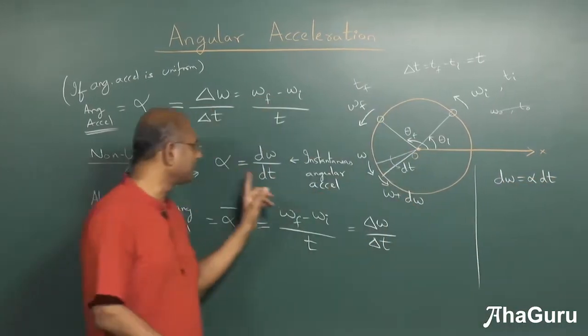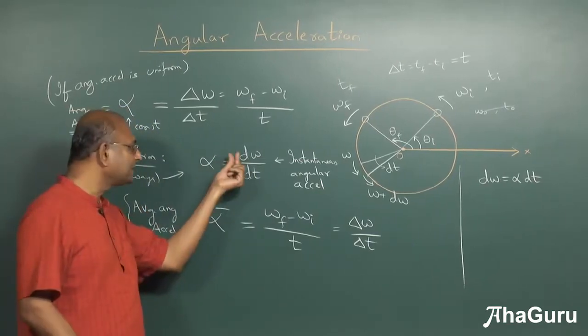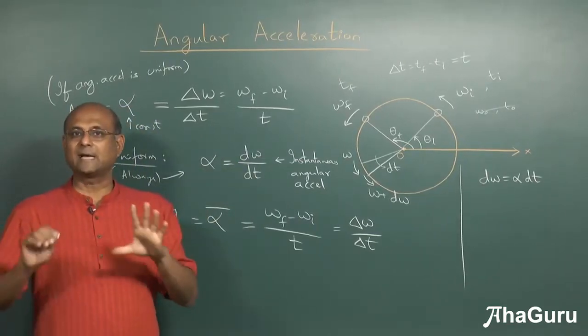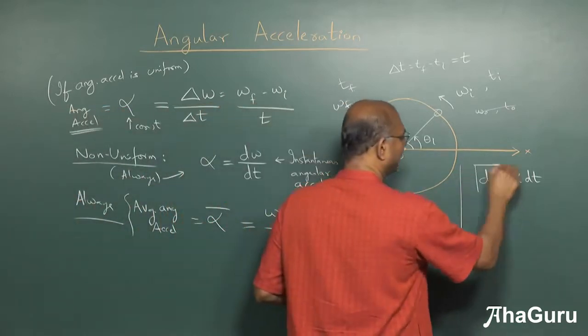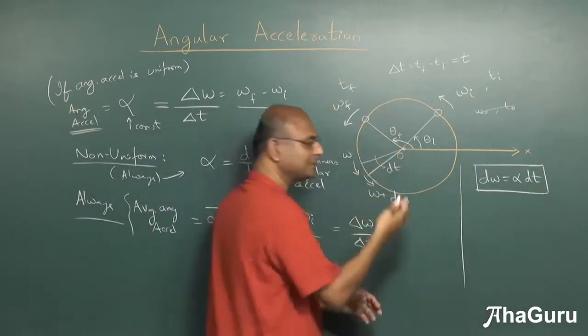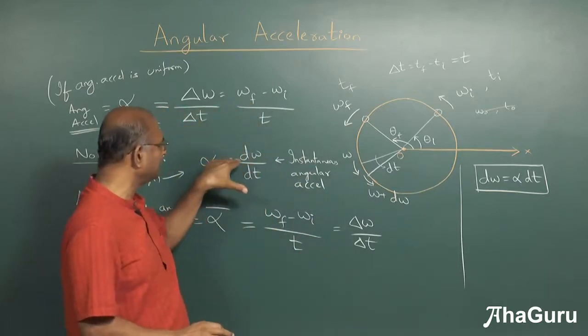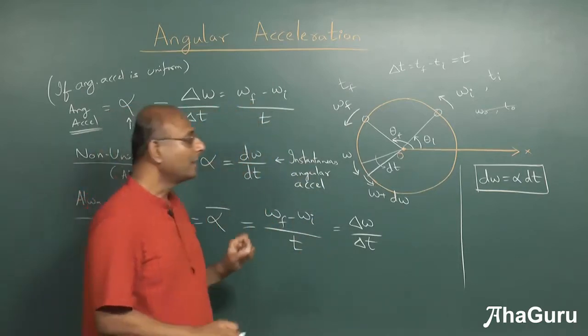Well, that comes straight out of this, right? So the small change in omega is alpha, angular acceleration, times dt. So this is one important statement. We won't use it now, but it's a useful thing to keep in mind. It's just the same statement except dt went there.